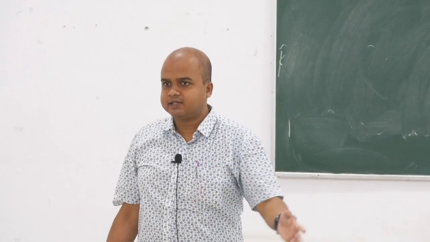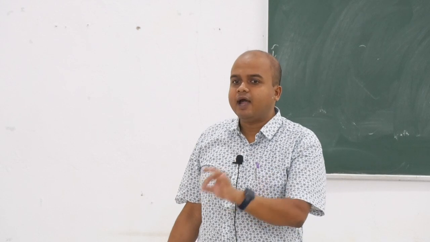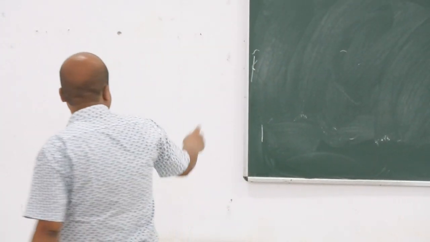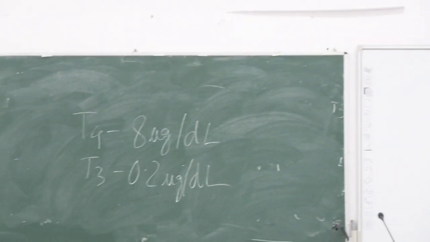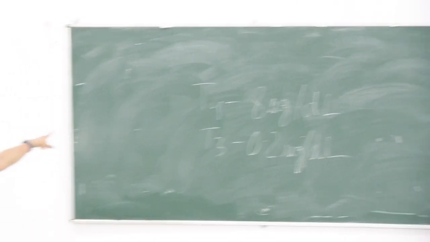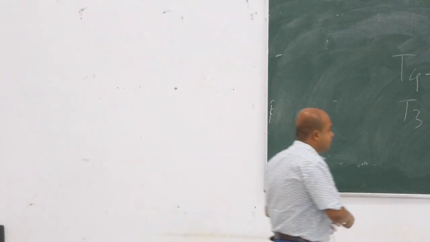Regulation, physiological actions, and effects of hypothyroidism will be in the next class. Class is not over. So these are the T4 levels. See, most of it is T4, and out of this 8 and 0.2, more than 99% is protein bound.